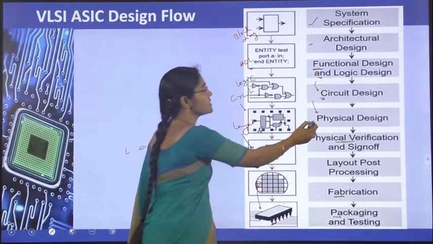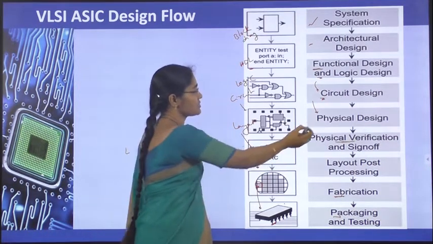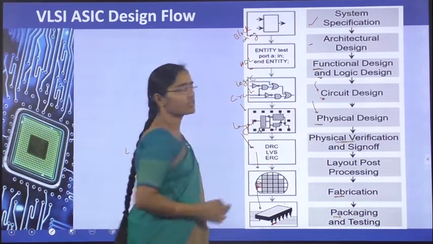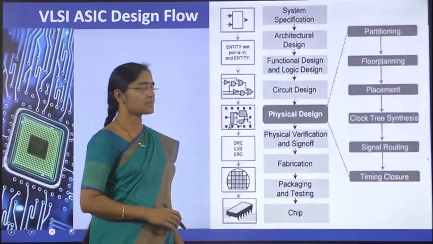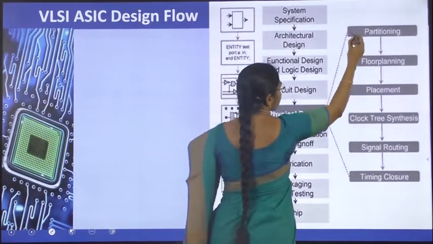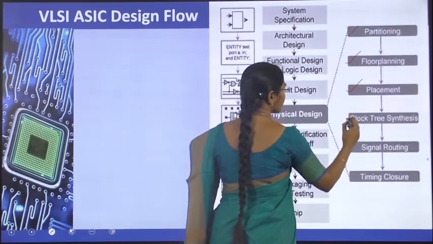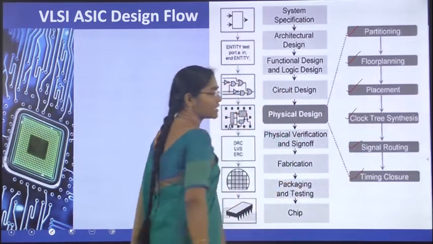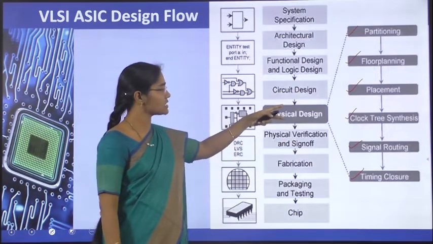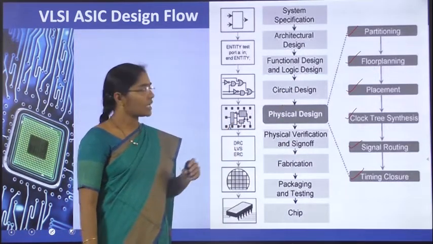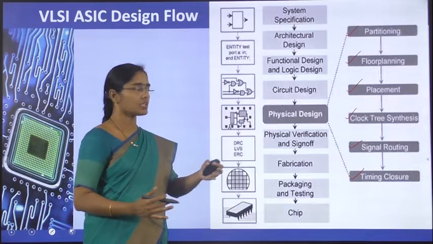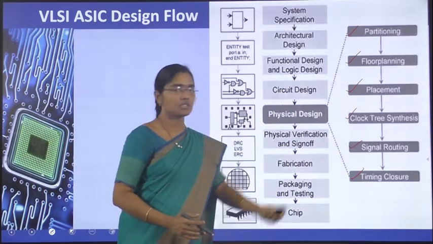The physical design has many steps. Those physical design steps are these: partitioning, floor planning, placement, clock tree synthesis, signal routing, and timing closure. With the help of all these, the physical design is performed. Actually, physical design is one complete area of requirement in the industry where we can do all these things.